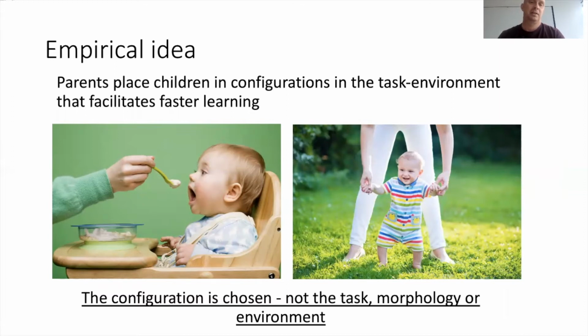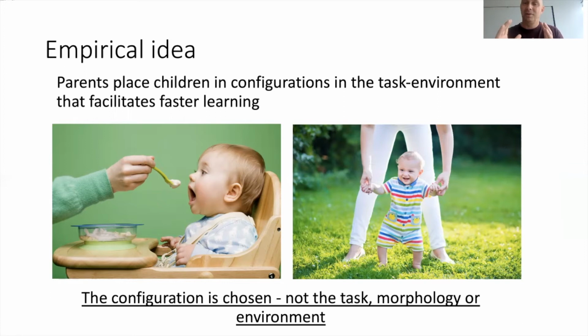Basically, the idea that occurred to me was that learning in biological systems, in particular humans, works a little differently. If we look at these nice pictures of babies, we can see that parents place children in configurations in the task environment that facilitate faster learning. On the right, the baby is put in a position where it's almost already walking by the parents. We're holding the hands, putting it upright, and then it can take the first stumbling step.